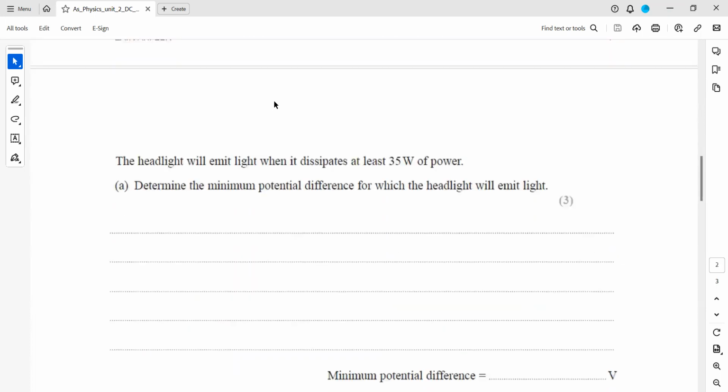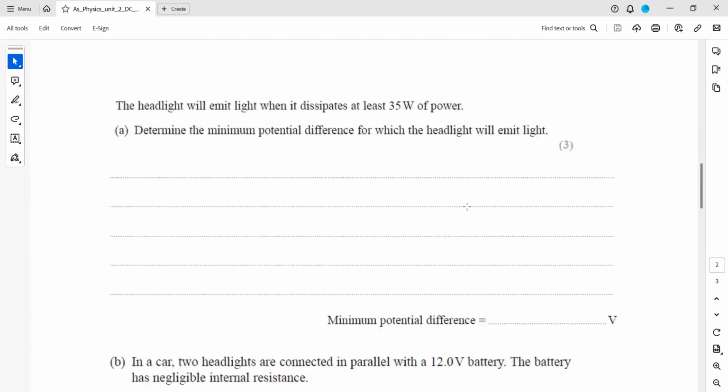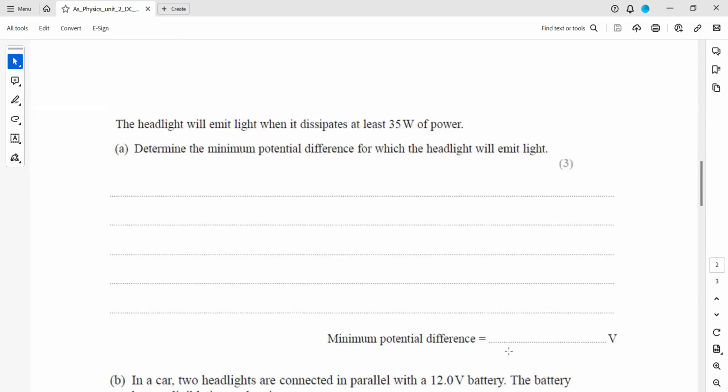The headlights will emit light when they dissipate at least 35 watts of power. Determine the minimum potential for which the headlights will emit light. So we want the minimum potential or minimum voltage at which these headlights will emit light. Because power is the product of voltage and current, P equals VI. So we want the power to be 35.